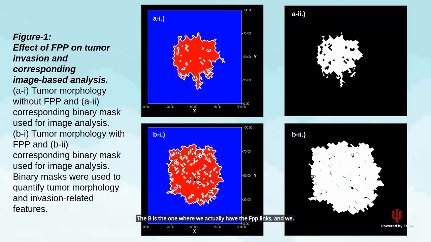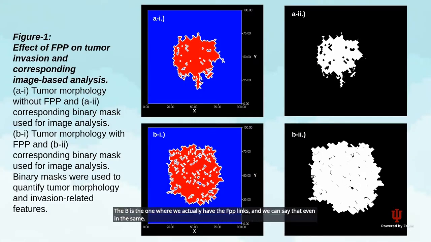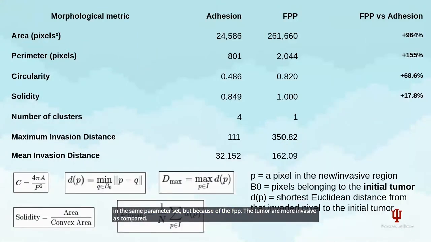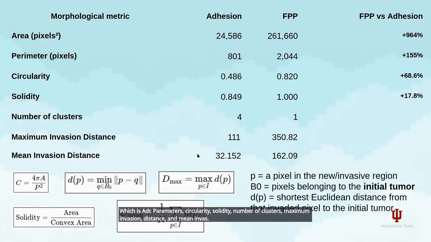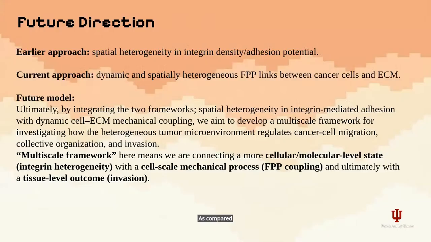The B is the one where we actually have the FPP links, and we can say that even in the same parameter set, because of the FPP, the tumor is more invasive as compared to before. And then we have drawn these parameters, which are area parameters, circularity, solidity, number of clusters, maximum invasion distance, and mean invasion distance. And all of these parameters depict that because of the presence of FPP, we do see an increase in invasion as compared to a system without FPP.